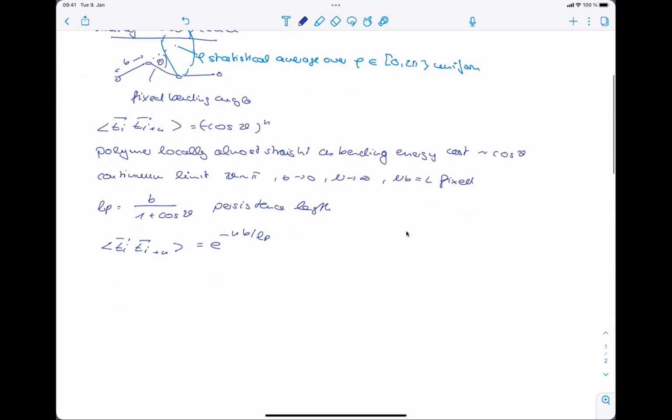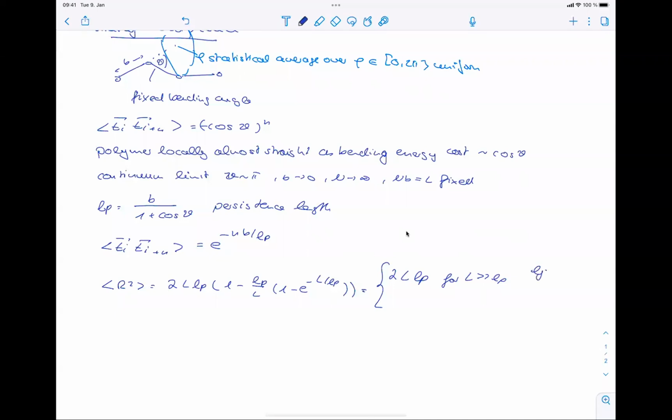And similarly, the end-to-end distance is given by, this is the full expression that we can solve for, which has two limiting cases. One we've seen before, namely for a very flexible, semi-flexible polymer. This is the Gaussian chain limit. And L squared for a very stiff polymer, that is a rigid rod.